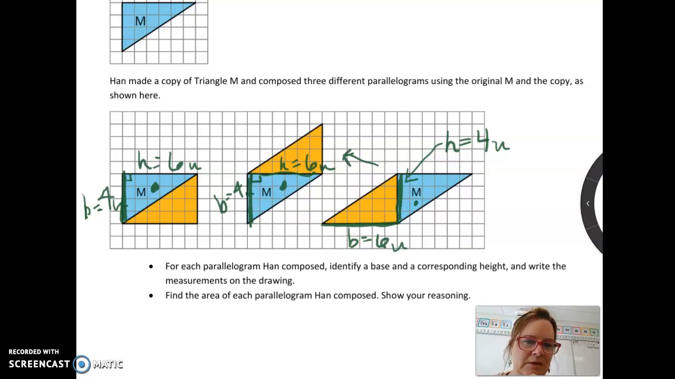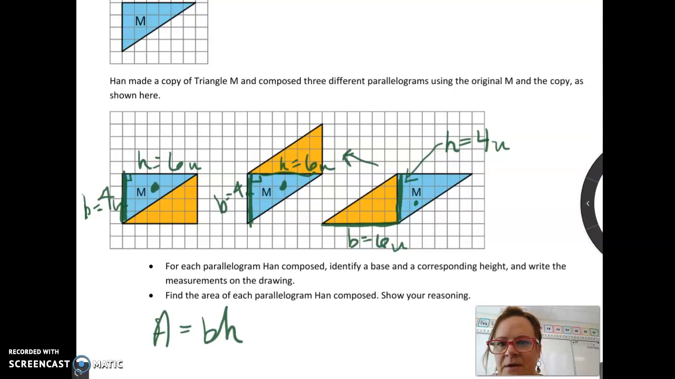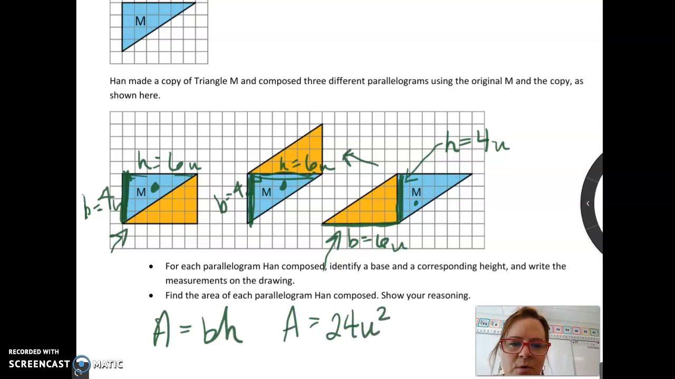But I think we're going to find something really interesting because we're asked to find the measurements for each one and then the area of each one. Remember, when we find the area of a parallelogram, we just simply take the base times the height. For every single one of these, we have a base height pair that is 4 and 6. In the first example, 4 is the base, 6 is the height. 4 is the base and 6 is the height in the second parallelogram. And in the third one, I'm calling the base 6 and the height 4. But it's still that same 4-6 pair. And that means that for every one of these parallelograms, they have an area of 24 square units.